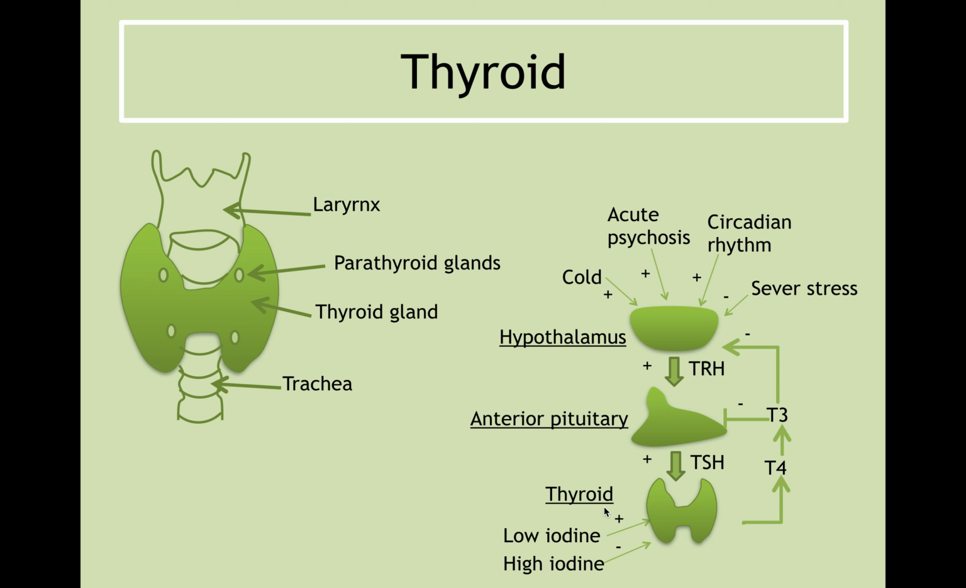And the hypothalamus is stimulated and not stimulated by multiple different things. So for example, the cold stimulates it to produce more TRH, whereas stress stops it producing more TRH. The thyroid hormones themselves, T4 and T3, both have negative feedback systems on the anterior pituitary and the hypothalamus.